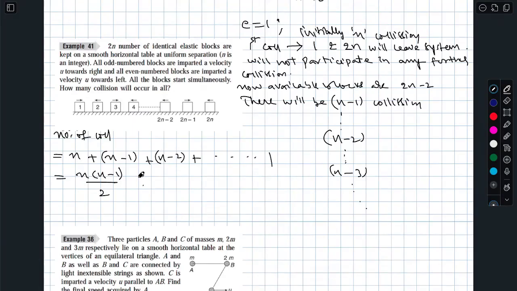Remember, this is a very famous question. Really, this is a very famous question. n into n minus 1 by 2. Did you get the point? Studying this sequence is important.